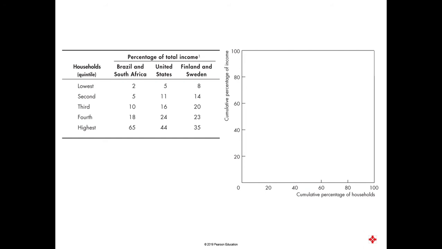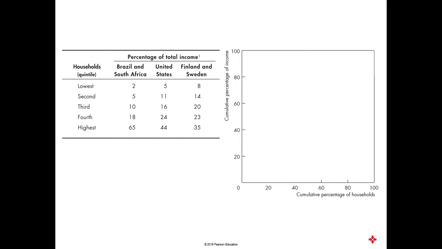Now, in the United States, the lowest quintile gets about 5% of all the income earned. So the lowest 20% of households get 5%. The top quintile gets 44%. So if you just compare those two countries, we can see that the income inequality is stronger, or worse, in Brazil and South Africa than in the United States.